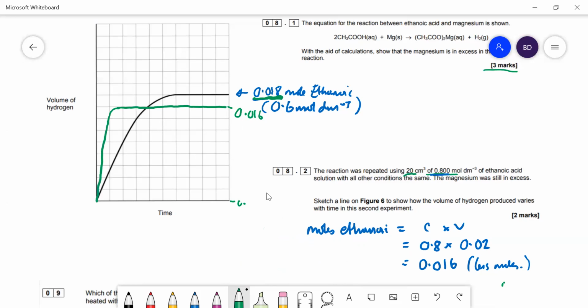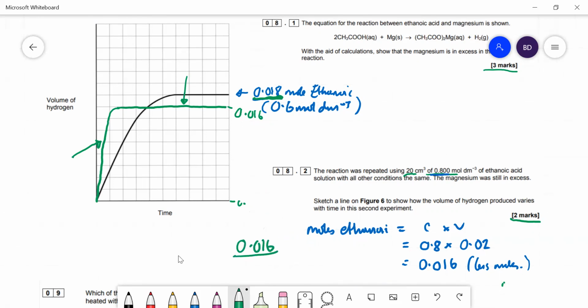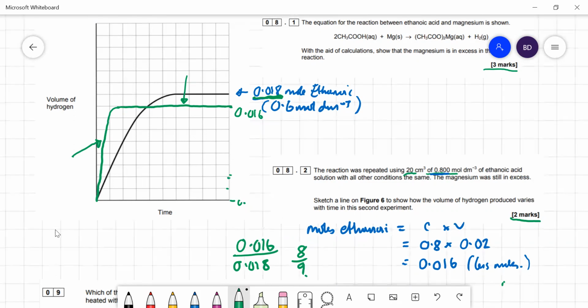There's 2 marks going for that question. Okay, one is for the rate showing, so that's steeper there, and the second mark is for leveling it out in the right place. And you're not going to get as much hydrogen produced because you've got fewer moles of ethanoic acid. 0.016 over 0.018 is equal to 8/9, isn't it? Yeah. You're only going to get 8/9 as much as that. That's 9 of those little squares. So you stop on the 8th one there. It's another way of looking at it. Okay, so that's that question there.